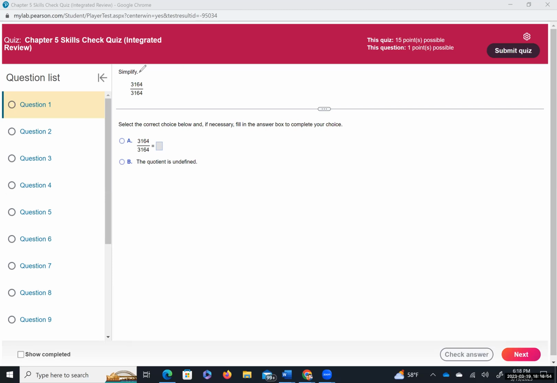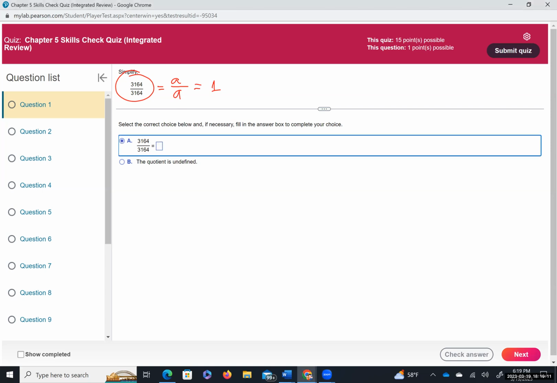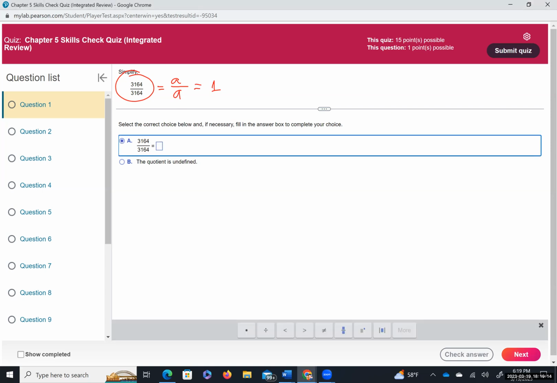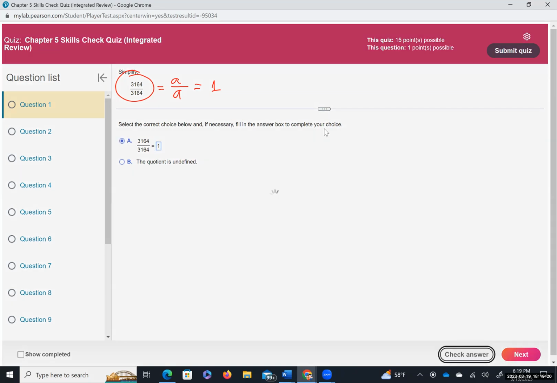Okay, so question number 1, we want to simplify a fraction, and you see we have 3,164 divided by 364. This is something divided by itself, right? Like a divided by a, or a over a, which always equals 1. Something divided by itself is always equal to 1. Just keep that in mind. Check the answer. Got it. Okay, so now we're going to move to the next problem.